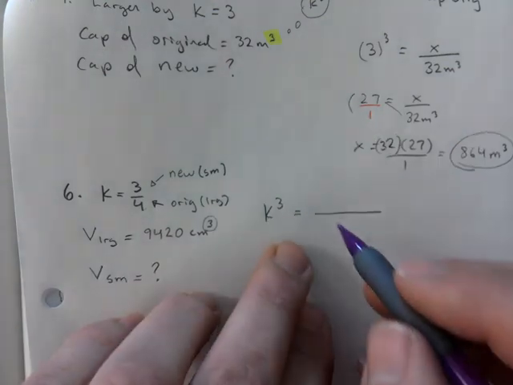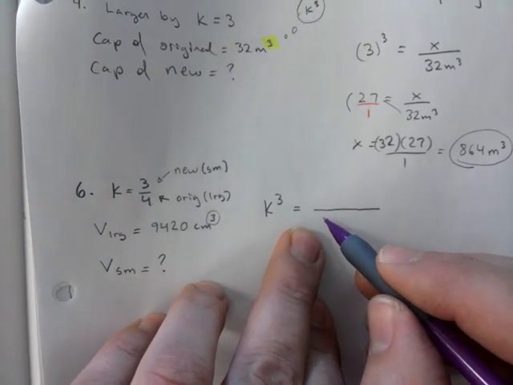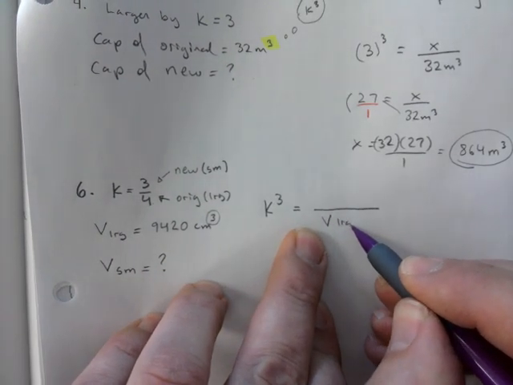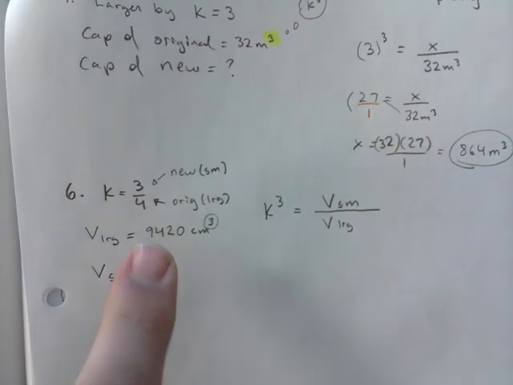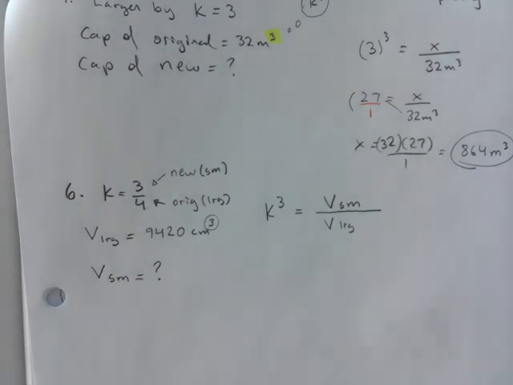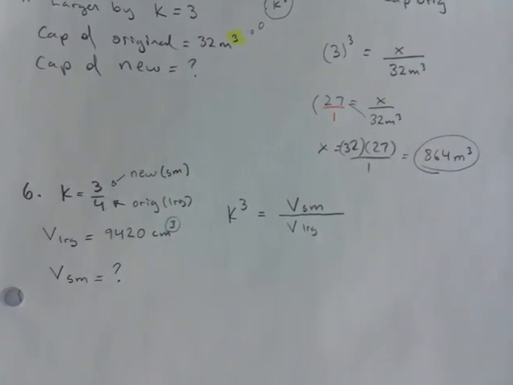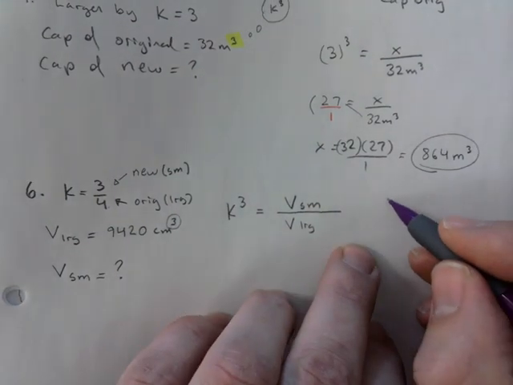So let's go. That means that this would be volume of large, volume of small. I'm going to match it. I based it on the scale factor that I was given, right? Should I make a note of that? Little note.